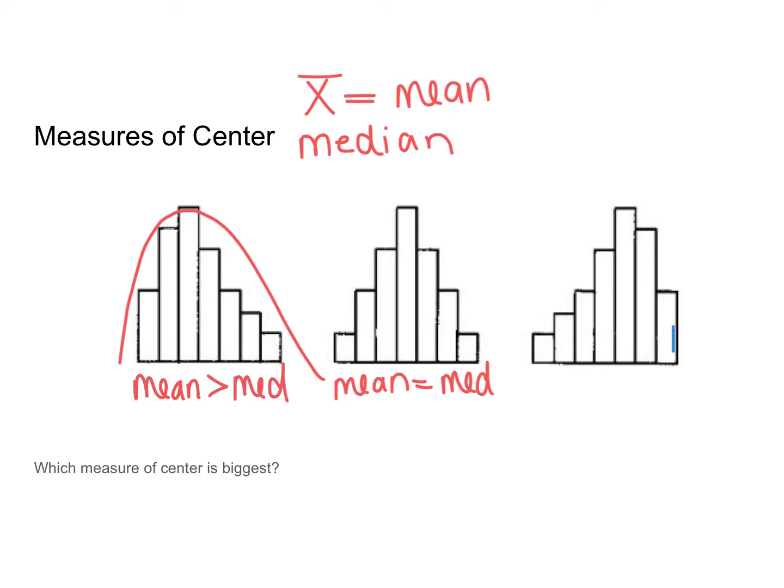Or vice versa, if it's skewed to the left, the tail is to the left, so the mean gets pulled in that direction. So this time the median would be the bigger thing because the mean is pulled to the left, making it smaller. So the median is bigger than the mean.